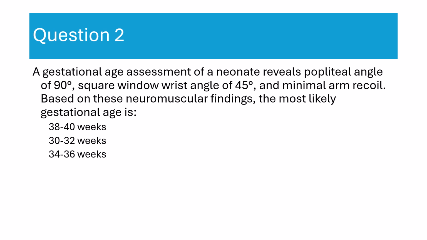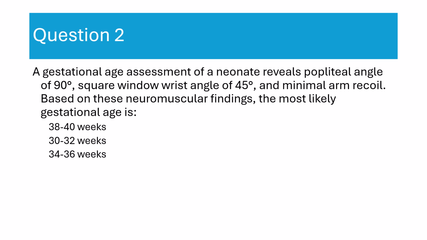This question is testing your knowledge of neuromuscular criteria used in gestational age assessment and the ability to interpret specific findings to determine gestational age. 30 to 32 weeks is correct because these neuromuscular findings, wide popliteal angle, large square window angle, minimal arm recoil, indicate neuromuscular immaturity, consistent with a preterm infant in this range. With increasing gestational age, the popliteal angle decreases, the square window angle decreases, and arm recoil increases.